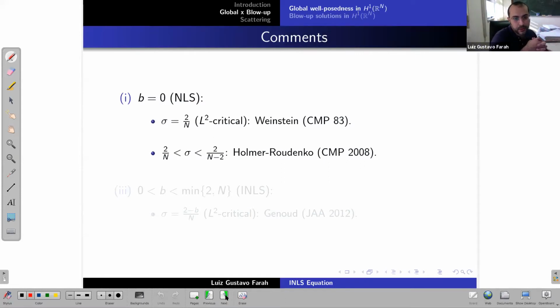Okay, so for B equals 0, which is the classical INLS case, this was proved in the L2 critical case by Weinstein, in the same paper where he proved the existence of the best constants for some Gagliardo-Nirenberg inequality. And then this was generalized by Holmer and Roudenko in 2008, where they consider the intercritical regime, right? So here is the L2 critical regime, and here is the intercritical regime.